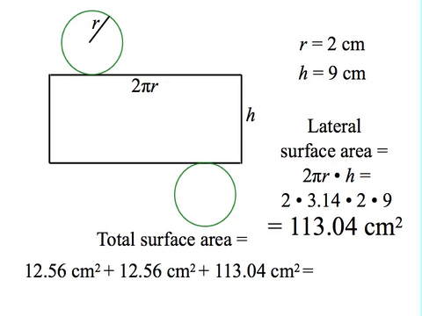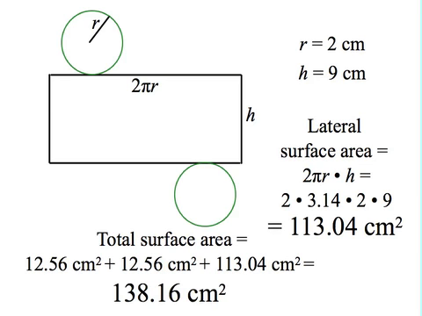And to get the total surface area, we add the area of the 2 circles. We've already found that when we found the volume. So it's a pair of 12.56 square centimeters added to 113.04 square centimeters, and the total surface area is 138.16 square centimeters.